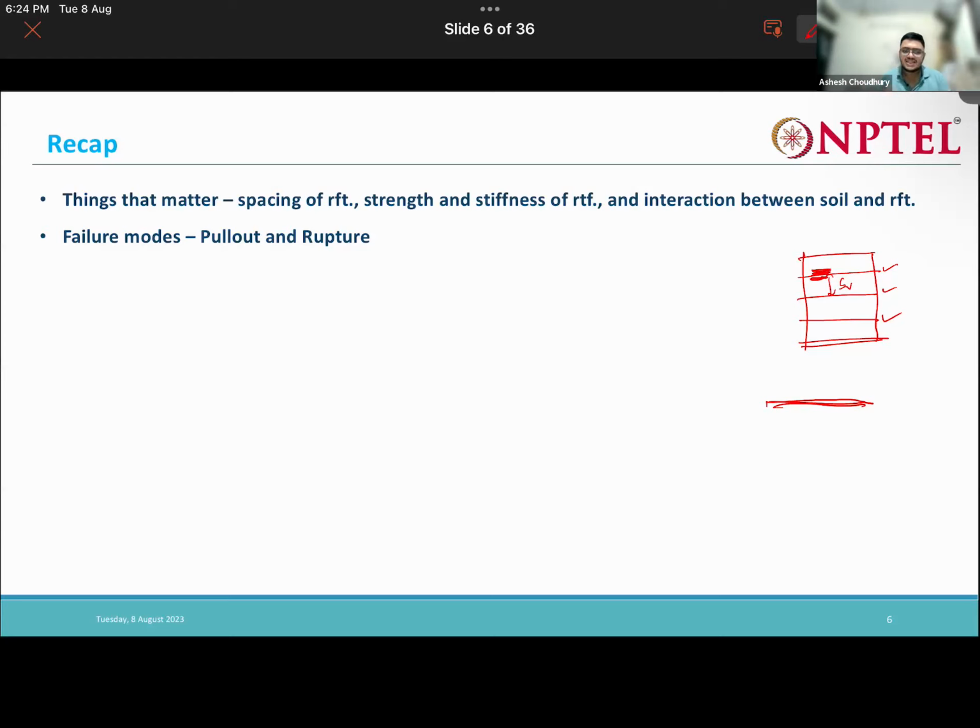So there is some development. There is a development of friction between the soil and the reinforcement, right? That interaction, in terms of the friction or the shear which develops between the soil and the reinforcement, actually influences the strength of the reinforced soil.